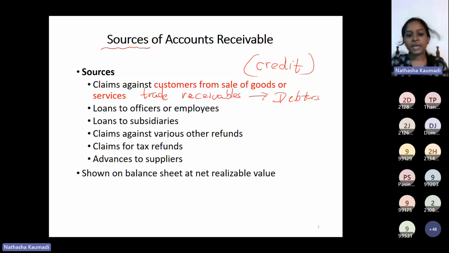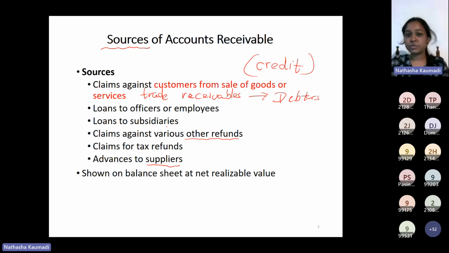And then claims against various other refunds. It's a refundable deposit. We have kept a refundable deposit with one person. It can be for renting a building, or likewise there can be refundable deposits. So that deposit is an accounts receivable. And then claims for tax refunds. You have paid excess tax, so that excess amount is a receivable. Advances to suppliers. So you have paid advances, that is a receivable. So all these are sources for accounts receivables.